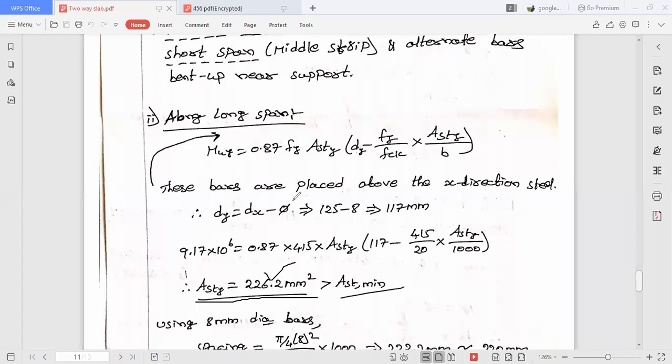Okay, for example, if this value is less than 180, say a 160 came, then you cannot consider this 160, you have to consider minimum AST.